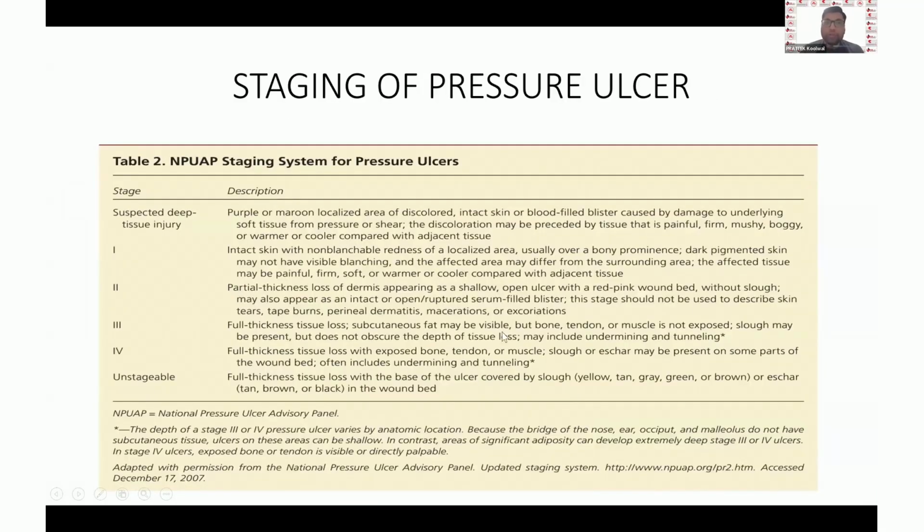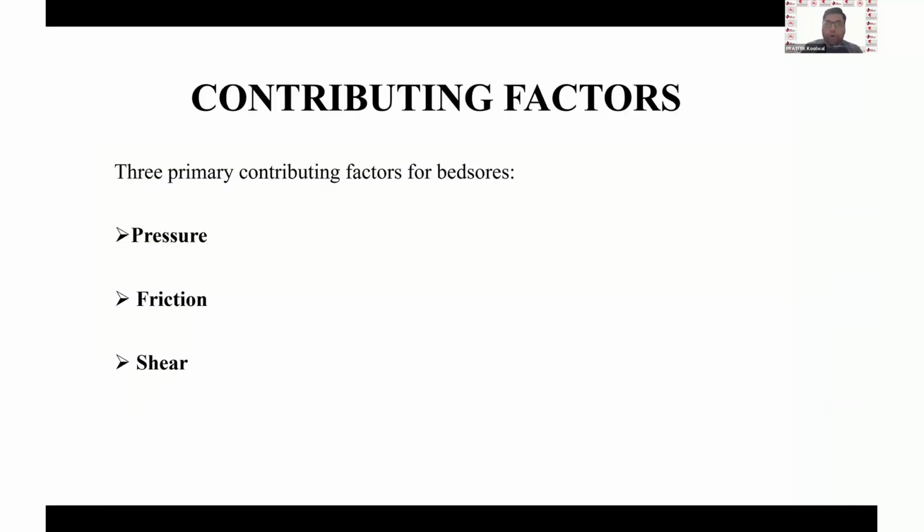As I've already told you, the staging is by the National Pressure Ulcer Advisory Panel. I'm not discussing more because I've told you in the pathway, in the pathogenesis, and in the diagram point of view also. So considering all of the pathogenesis, what are the main contributing factors? Pressure, friction, and shear.